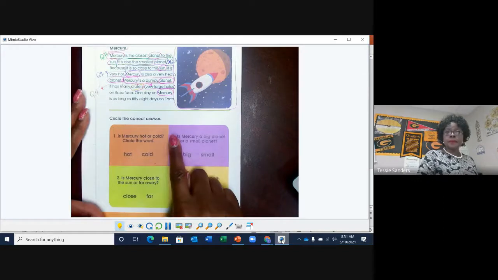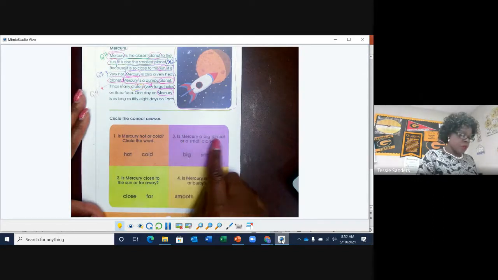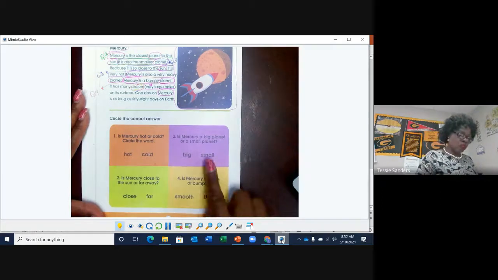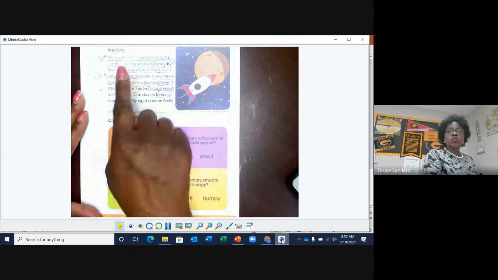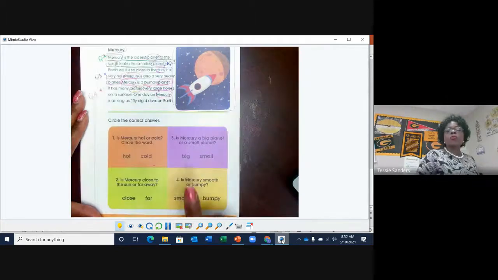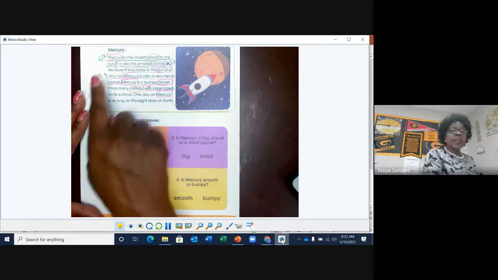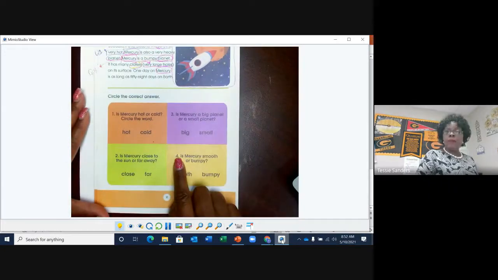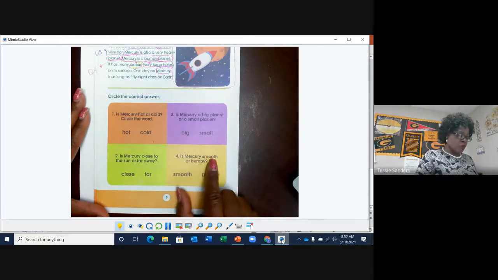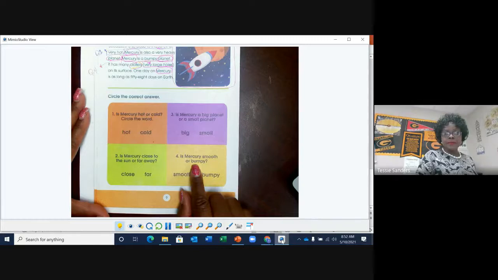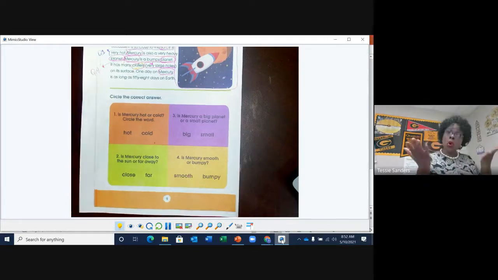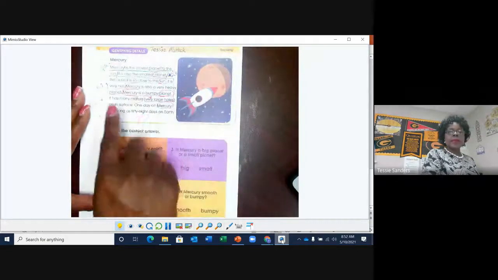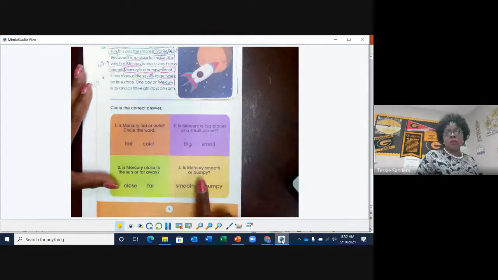Number 3, is Mercury a big planet or a small planet? Circle big or circle small. Go back into the story to locate the right answer. Use text evidence. Last question, number 4. Is Mercury smooth or bumpy? Circle smooth or circle bumpy. Go back into the story and use text evidence to answer number 4.